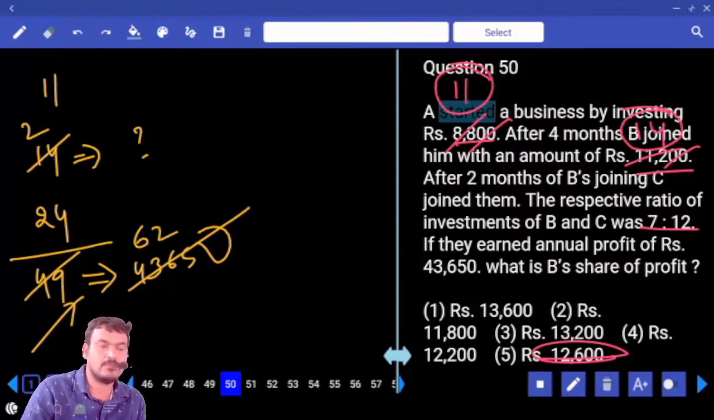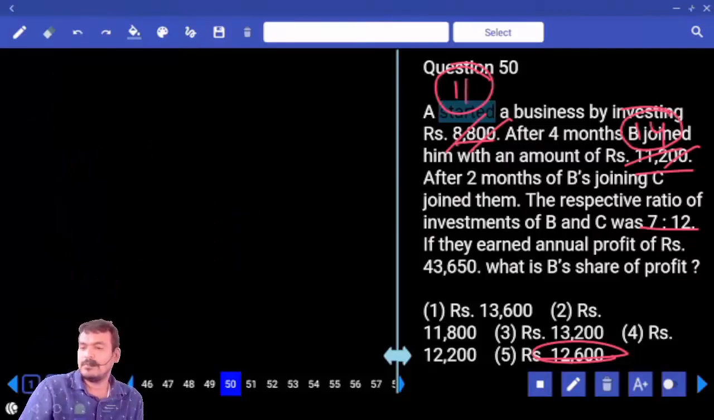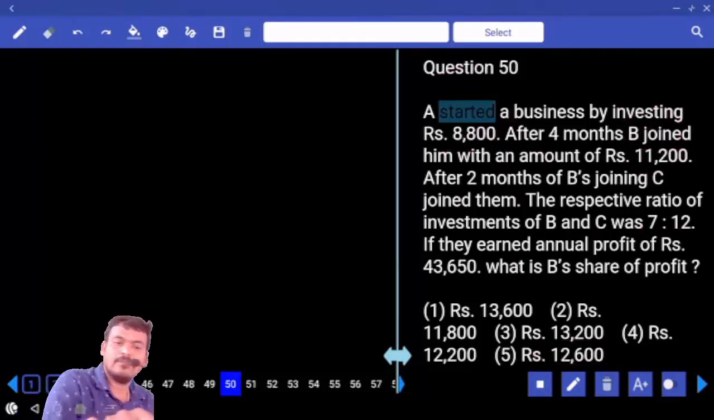2 times or 3 times? 2 times. What is the remaining value? 7 2s are 14. Remaining 5 times or not? 6250 into 2. Sorry. What is the investment ratio? 11 parts. 14 parts.